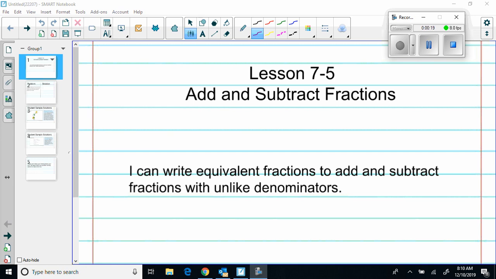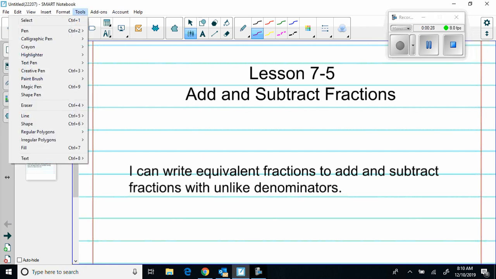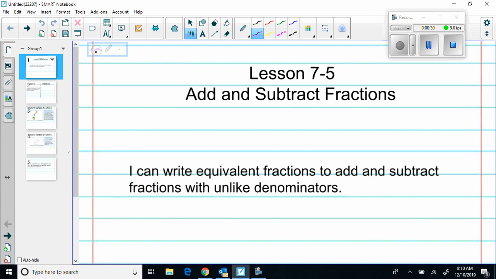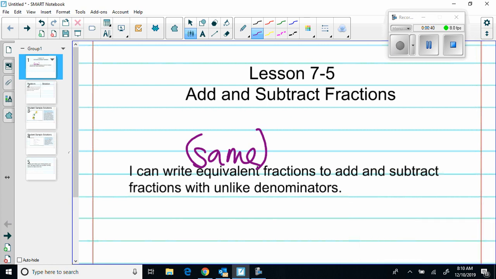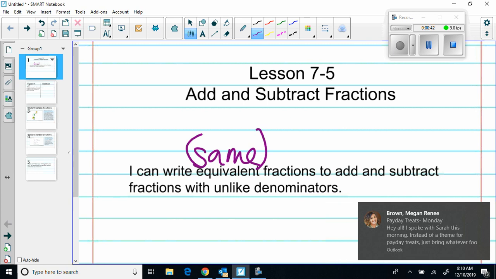Your I can statement for tonight is: I can write equivalent fractions. We remember equivalent means the same. So I can write equivalent fractions to add and subtract fractions with unlike denominators. Once you write the statement, go ahead and push play to continue.